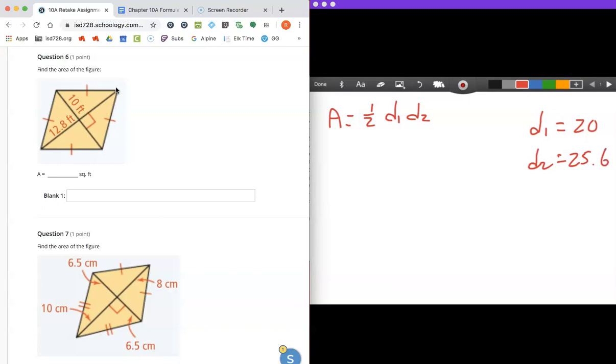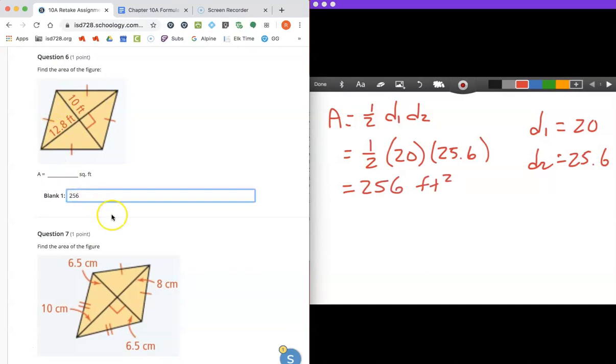We can get into the formula here. So we have 1/2 times diagonal 1, which is 20, times diagonal 2, which is 25.6. 1/2 and 20 is kind of like having 10. 10 times 25.6. This one has an answer of 256 square feet. So 256 goes there.